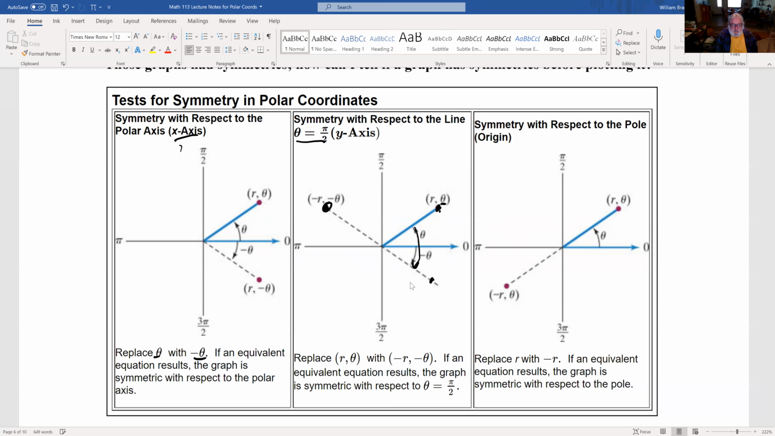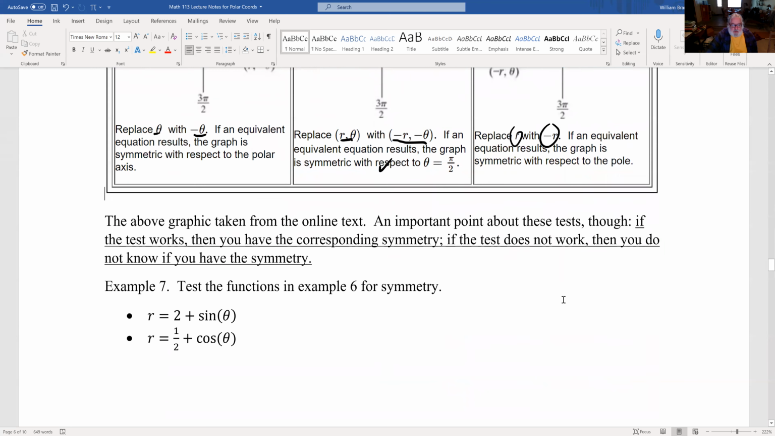x-axis, which means replacing theta by minus theta, and then flip it over the origin, which means replacing r by minus r. So if you replace r, theta with minus r, minus theta, then you get symmetric with respect to the y-axis. And symmetric with respect to the origin just means if you flip r to minus r, you get the same point on the graph. So an important point, and this is why it's underlined, if the test works, you have the corresponding symmetry. If the test does not work, we don't know.